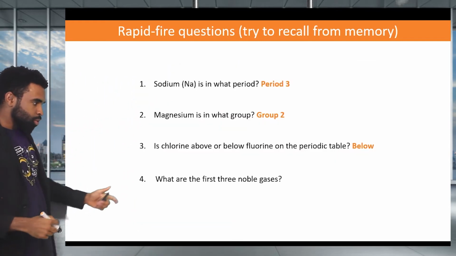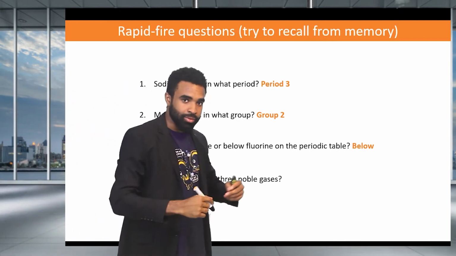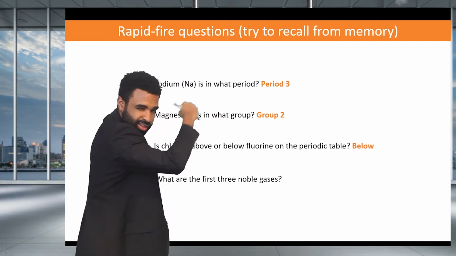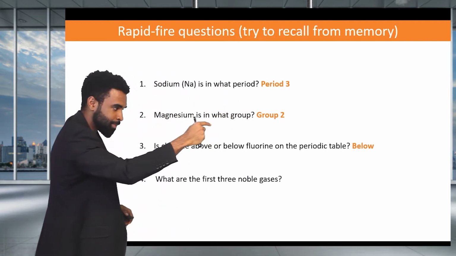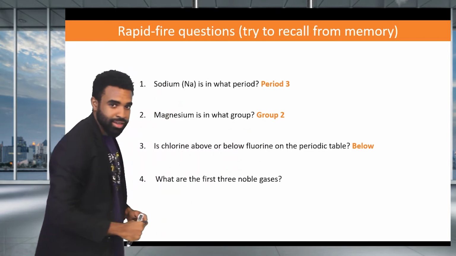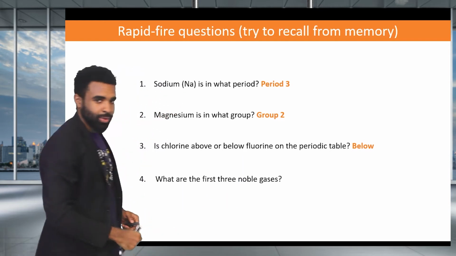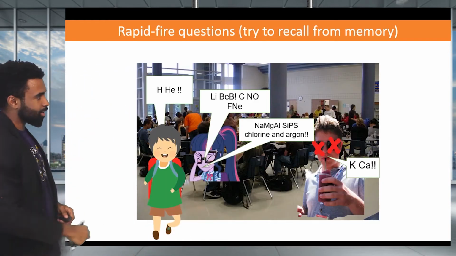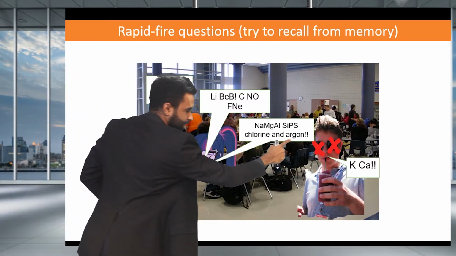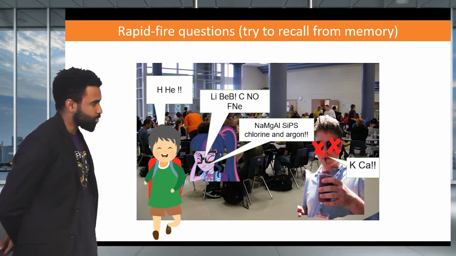Last question. What are the first 3 noble gases? Pause again. Try this one on your own. We have what? We have hydrogen, helium. Then what do we have next? We have Li Be B C N O F Ne. That is what? Neon. Then Na Mg Al Si P S Cl Ar. So we have what? Helium, neon, and argon. The one in period 4 is, I think, krypton, but you don't have to know that.